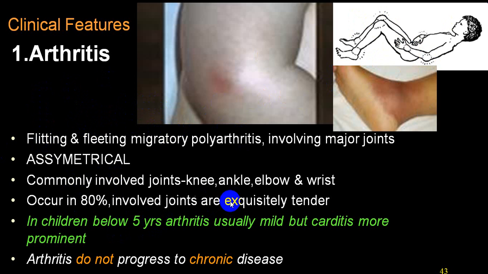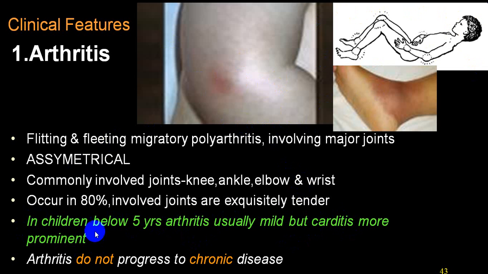80% of the time the involved joints are absolutely tender. You will have all the signs of inflammation, that is swelling, redness, pain and warmness. Below 5 years of age, it is usually mild, but carditis is more prominent. If a child is less than 5 years, carditis is more prominent than arthritis, but arthritis is the most common feature, almost present in the majority of persons suffering from acute rheumatic fever.